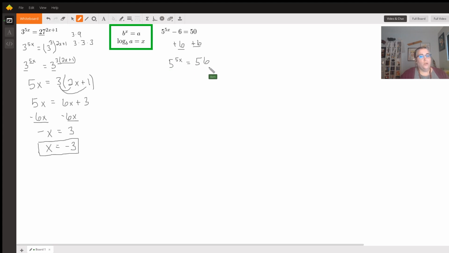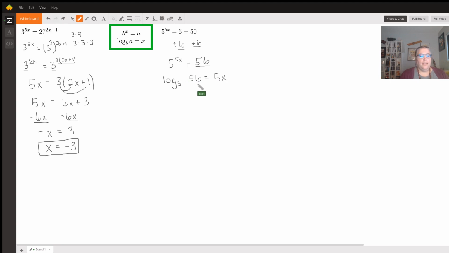Now, if 56 were a power of 5, like 27 is a power of 3, we could set this equal to that and be done, and it would be pretty similar to this one. But it's not. So we are going to transfer from this form to this form. So our log base is 5. The a is 56, and that equals 5x.